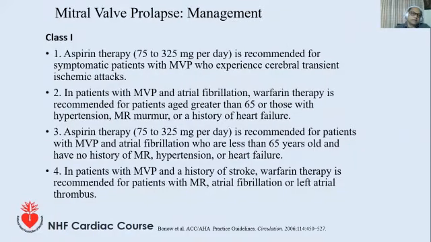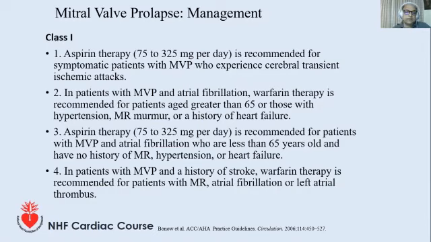In mitral valve prolapse, among the class 1 indications, aspirin is the best option for patients who experience a cerebral transient ischemic attack. In patients with mitral valve prolapse and atrial fibrillation, warfarin is recommended in patients older than 65 or those with hypertension, MR, and history of heart failure. Aspirin, 75 to 325 mg per day, is recommended in patients with mitral valve prolapse and atrial fibrillation who are less than 65 years old and have no history of mitral regurgitation, hypertension, or heart failure.